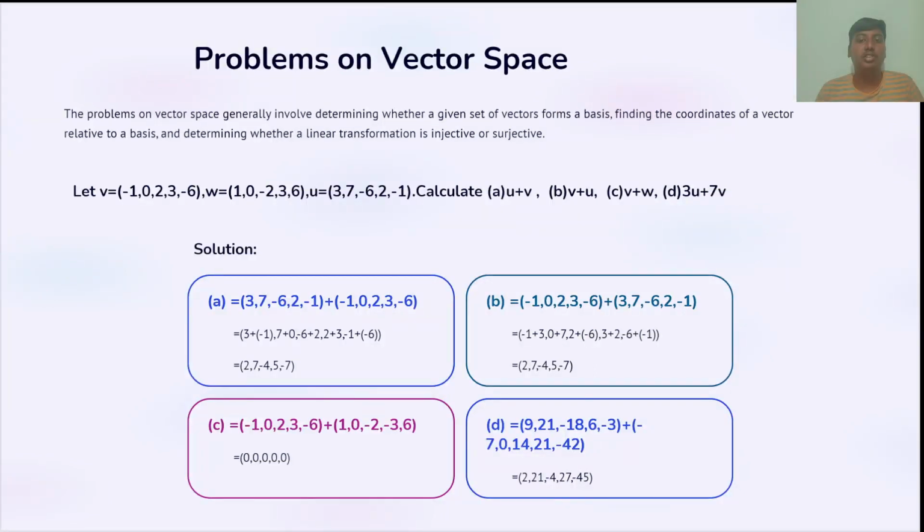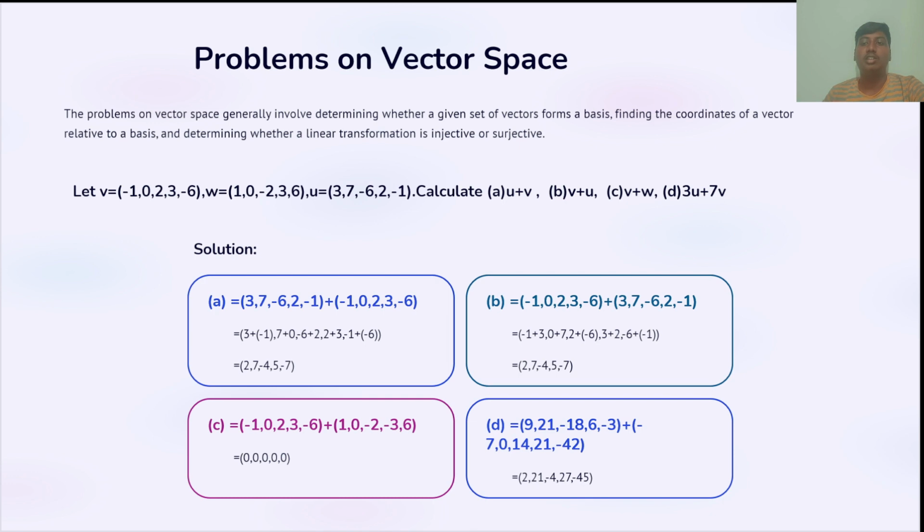Next, W equals 1, 0, -2, -3, 6. And set U equals 3, 7, -6, 2, -1. Calculate A: U plus V, B: V plus U, C: V plus W, D: 3U plus 7V. So there are 4 subparts in this question. The solution is given for each subpart. So let's start with A.